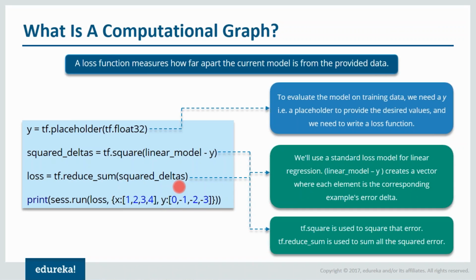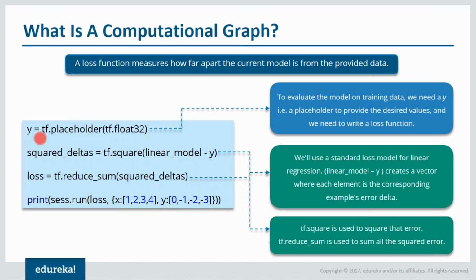So now in order to evaluate the model on the training data, we need a placeholder y, as you can see in front of your screen, to provide the desired values, and we need to write a loss function. So this placeholder y will actually be provided with the desired values for each set of inputs. And then we're going to calculate the loss function.